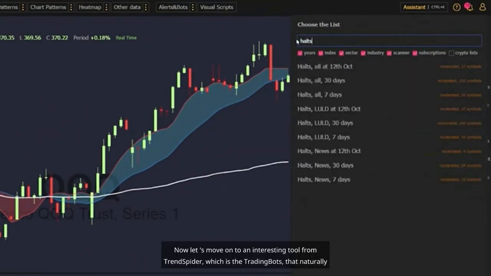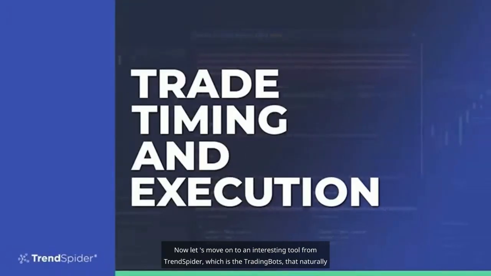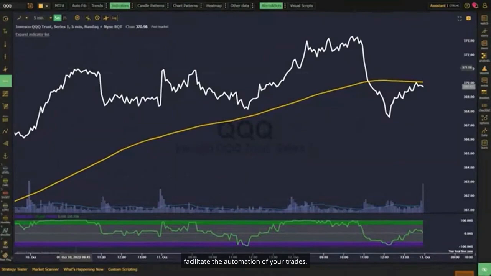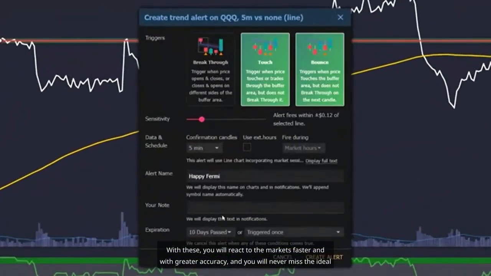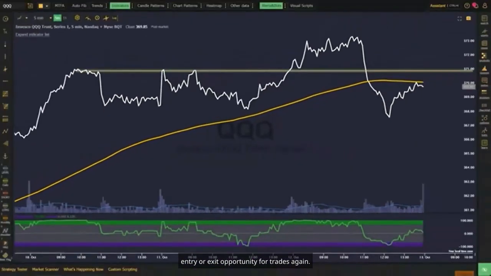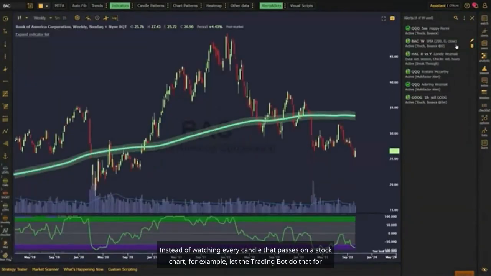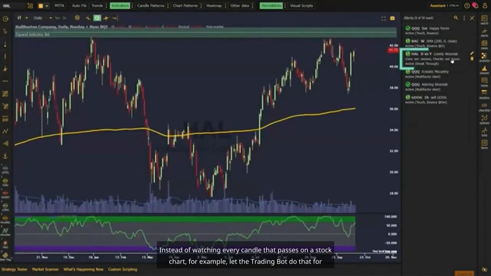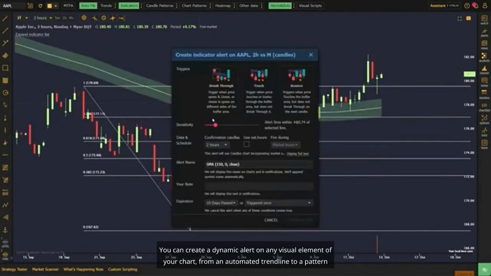Now let's move on to an interesting tool from TrendSpider, which is the trading bots that naturally facilitate the automation of your trades. With these, you will react to the markets faster and with greater accuracy, and you will never miss the ideal entry or exit opportunity for trades again. Instead of watching every candle that passes on a stock chart, for example, let the trading bot do that for you. You can create a dynamic alert on any visual element of your chart, from an automated trend line to a pattern or an indicator.